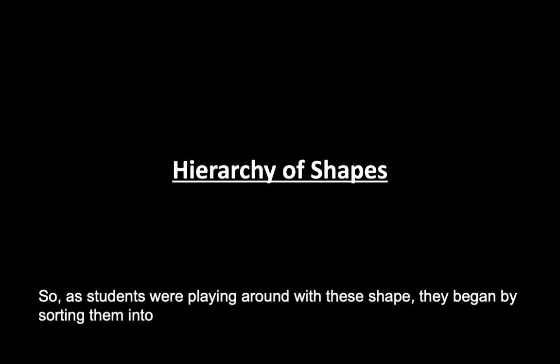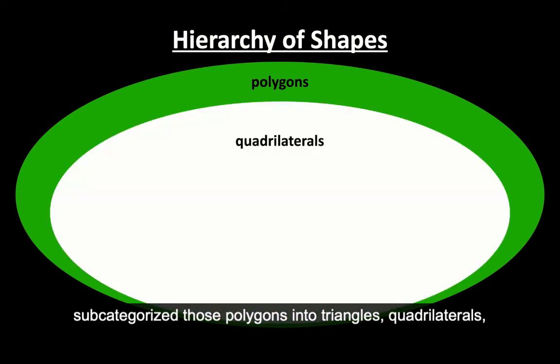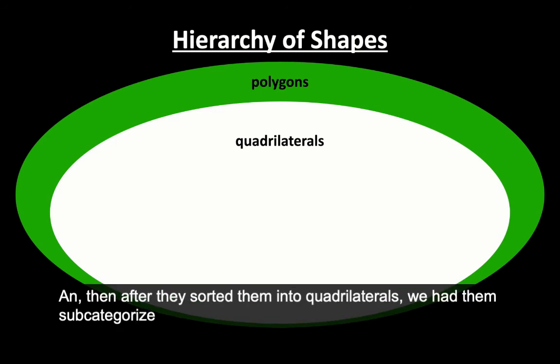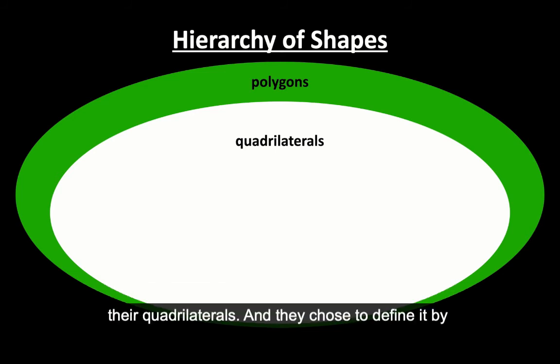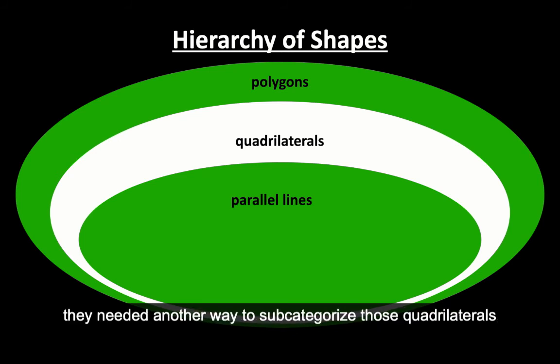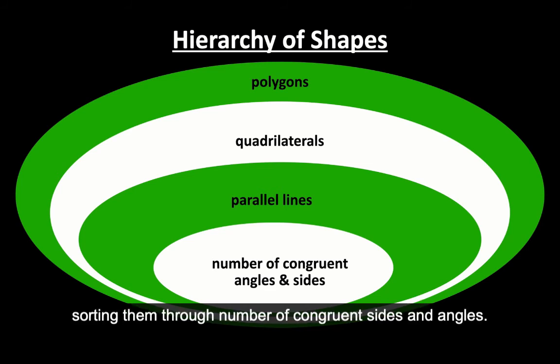As students were playing around with these shapes, they began by sorting them into polygons. And as they had the polygons, they went ahead and subcategorized those polygons into triangles, quadrilaterals, and then also shapes with 5 and 6 sides. And then after they sorted them into quadrilaterals, we had them subcategorize their quadrilaterals, and they just chose to define it by parallel lines. As students defined it into parallel lines, they needed another way to subcategorize those quadrilaterals with parallel lines, and they did so by sorting them through number of congruent sides and angles.